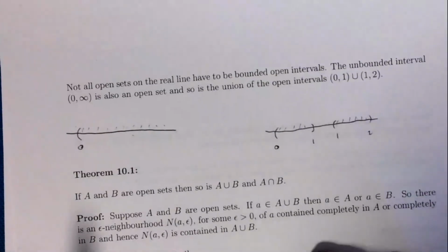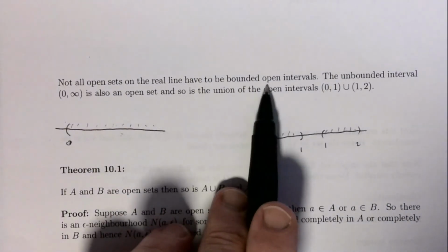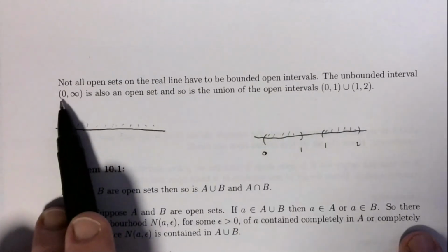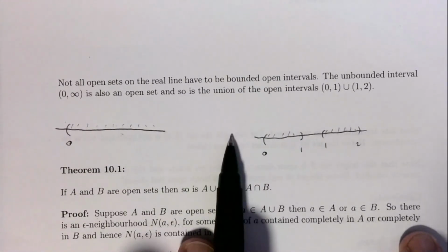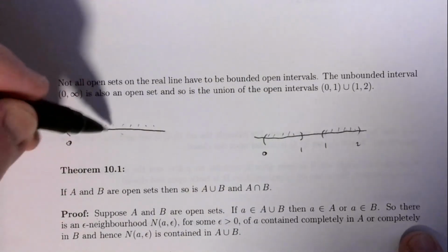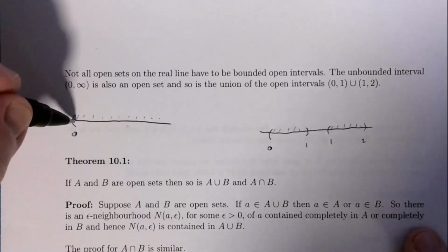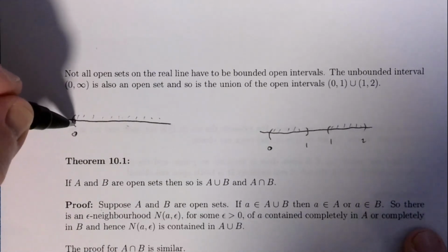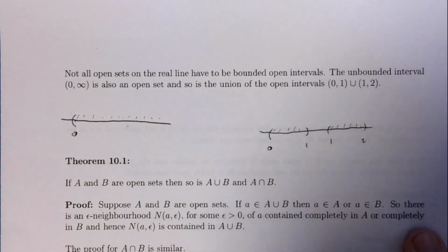Just to finish this little section, we note that not all open sets on the real line have to be bounded open intervals. So for example, the unbounded interval 0 to infinity, which looks like this, so we exclude 0, we take everything further on. This is also an open set because I pick any point inside here and there's enough room to swing a cat. And we're not including 0, so there's no problem there. We can go as close as we like to 0, but no matter how close we go to 0, I can just squeeze in a little epsilon neighbourhood by taking epsilon to be half the distance of that point to the origin.